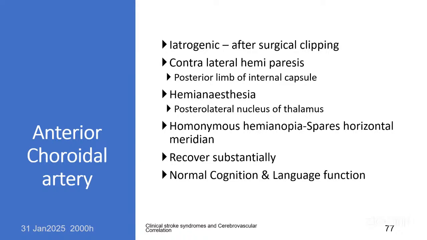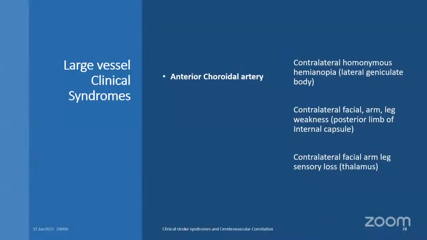There will be homonymous hemianopia, with sparing of the horizontal meridian in the visual field defects. The damage usually recovers substantially because there is no language dysfunction and cognition is normal. So recovery is better. It is also a large vessel occlusion, and the lateral geniculate body is involved. That causes the homonymous hemianopia, and the face, leg, and arm weakness is because of the posterior limb of the internal capsule, and the sensory loss is because of the thalamus, as I said earlier.